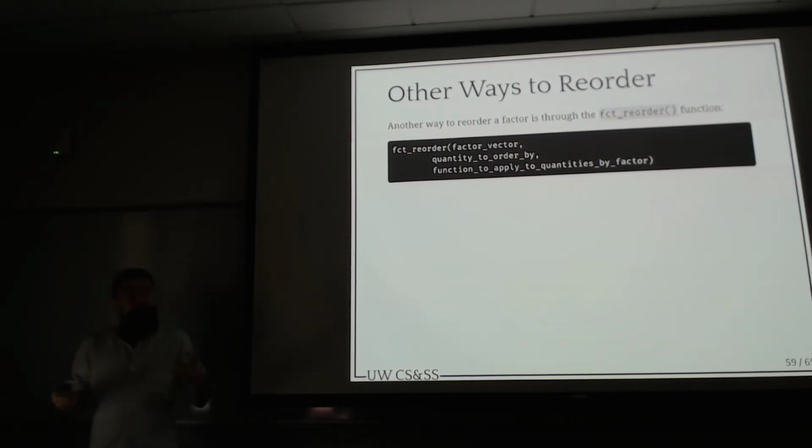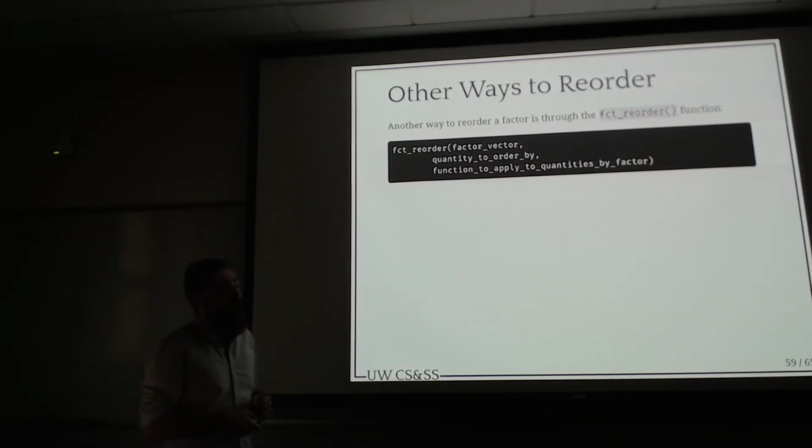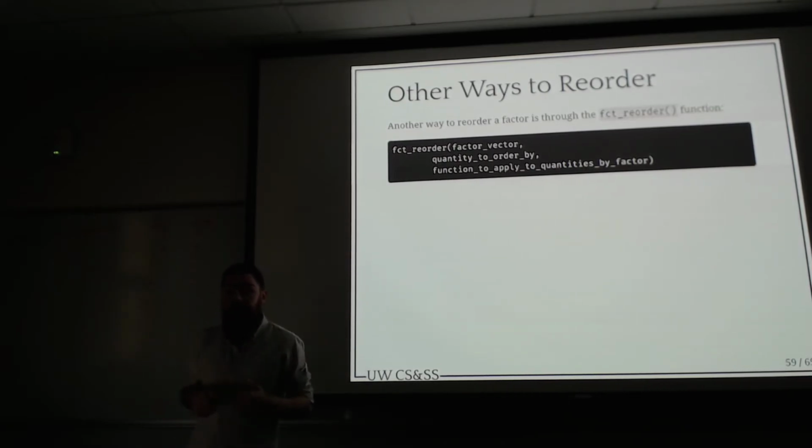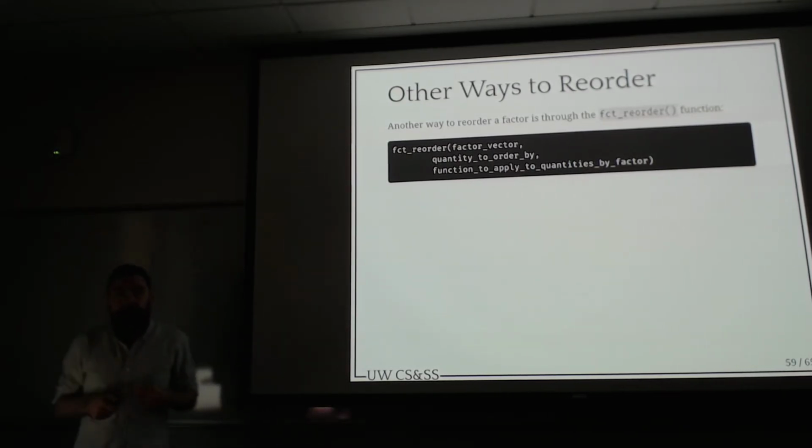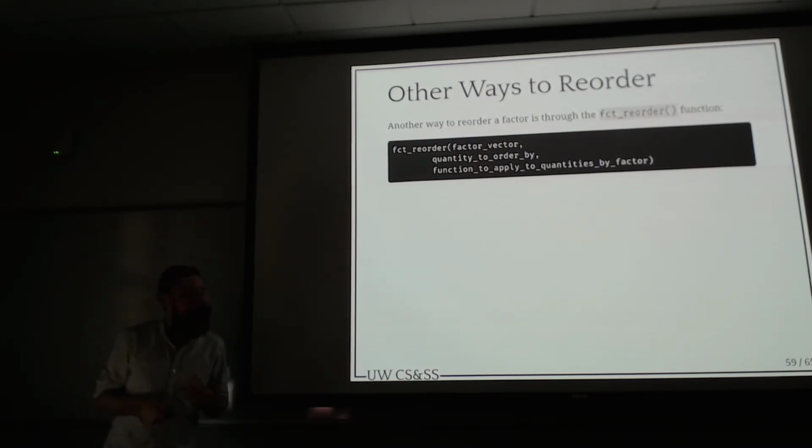Okay, there's other ways to reorder things. So instead of going through all the trouble of doing that sorting and generating, we can kind of shortcut things. There's a function called FCT reorder, right? For cats, FCT reorder. Parse factor is the only one that doesn't begin with FCT.